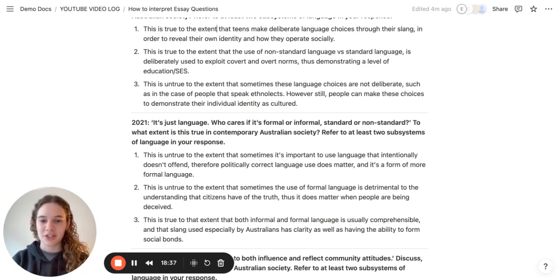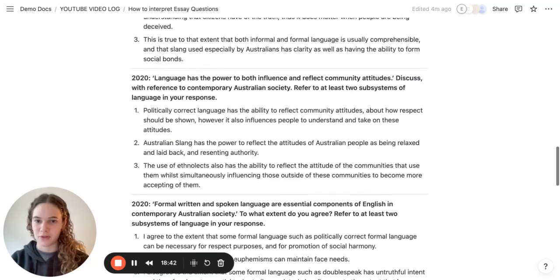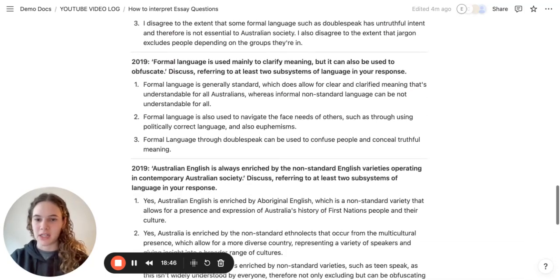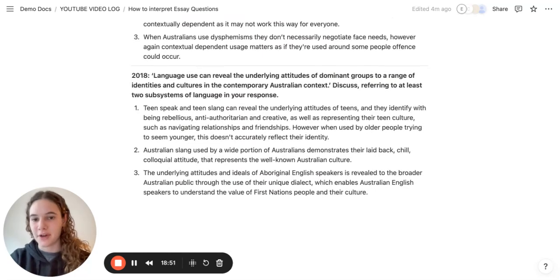So then I went through and did this with 2020. So I've got 2 there for 2020. Feel free to pause on them if you'd like to use these. And then I also did 2019 and 2018. So go through and feel free to pause on them.